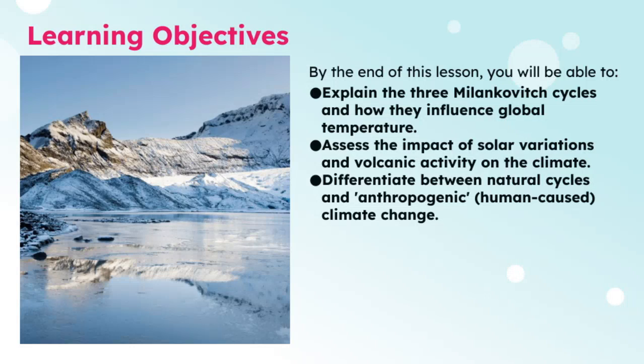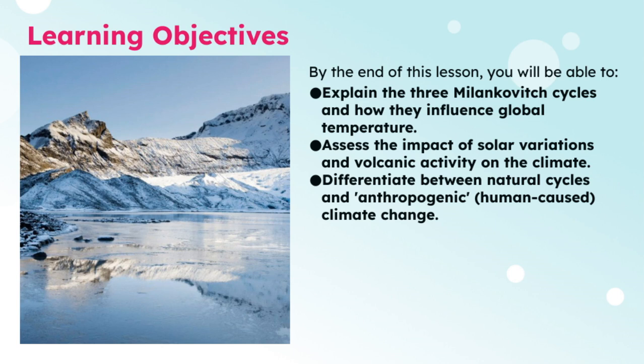Let's begin with our learning objectives. By the end of this lesson, you should be able to do three things. First, you should be able to explain the three Milankovitch cycles and how they influence global temperature. These cycles are long-term changes in Earth's orbit and axis. They affect how much solar energy reaches different parts of the planet.